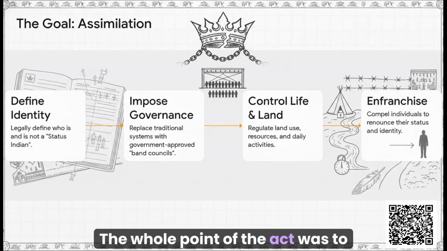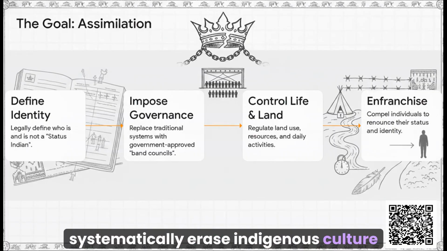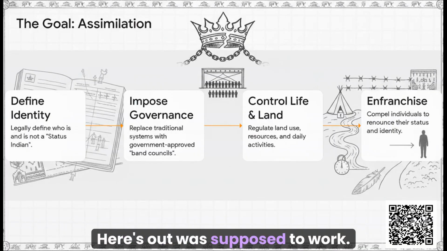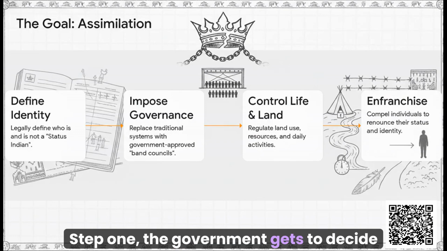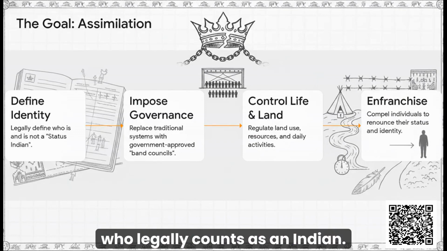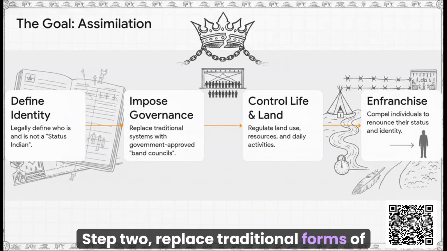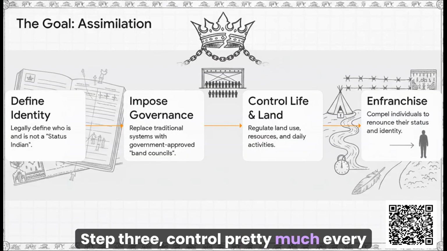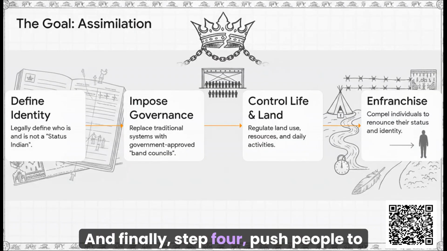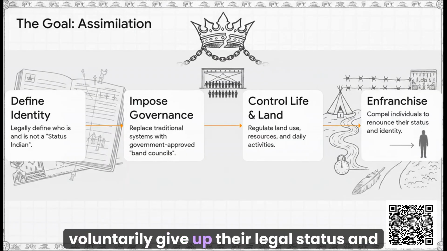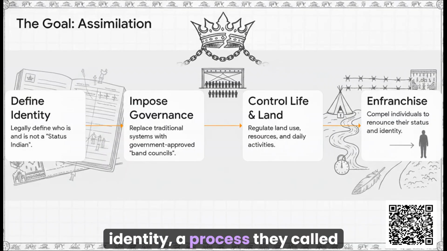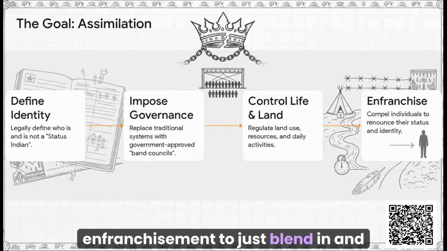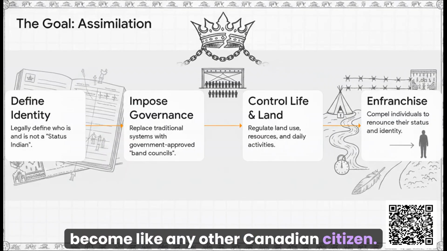The whole point of the act was to systematically erase Indigenous culture and identity. Here's how it was supposed to work. Step 1, the government gets to decide who legally counts as an Indian. Step 2, replace traditional forms of governance with their own system of band councils. Step 3, control pretty much every aspect of life, from land to resources. And finally, Step 4, push people to voluntarily give up their legal status and identity, a process they called enfranchisement, to just blend in and become like any other Canadian citizen.